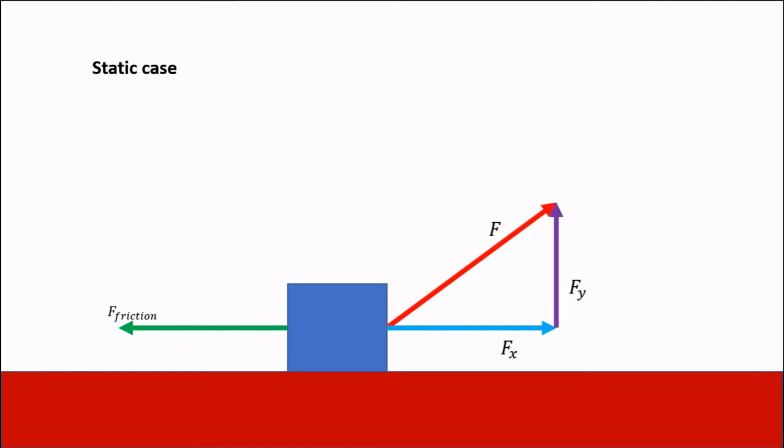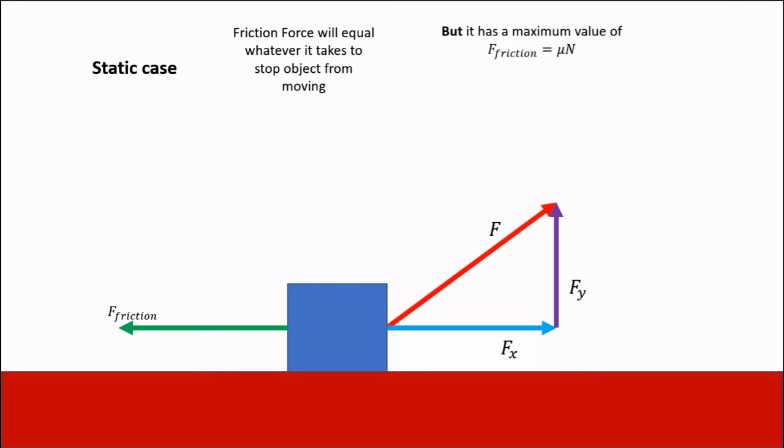Now, the static friction force is a bit weird. It does not have a set value. Rather, it applies whatever force is required to stop the box from accelerating. However, it does have a maximum value, given by the formula mu times N. If the forces trying to move the box exceed this maximum, then the box will move, and we will return to the kinetic case of before.